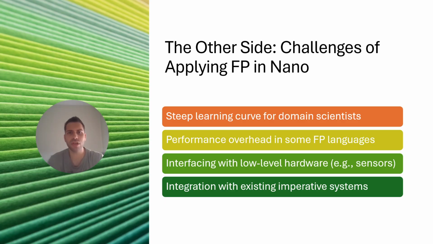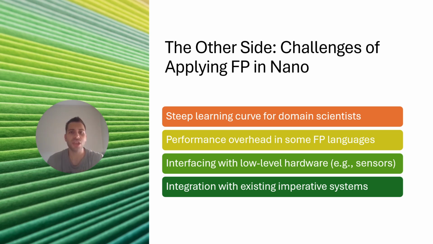While functional programming offers real benefits, applying it to nanotechnology comes with certain challenges. First, most scientists and engineers in the field are more familiar with imperative languages like C Sharp or C++, which are traditionally used in embedded systems and hardware level programming. This makes the learning curve for functional programming languages steeper and adoption slower.